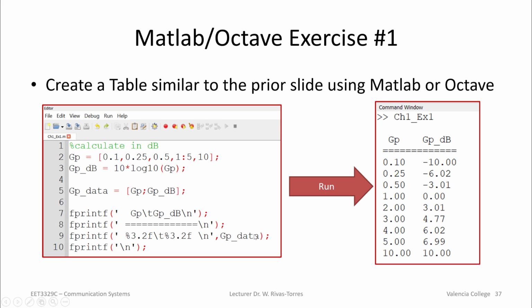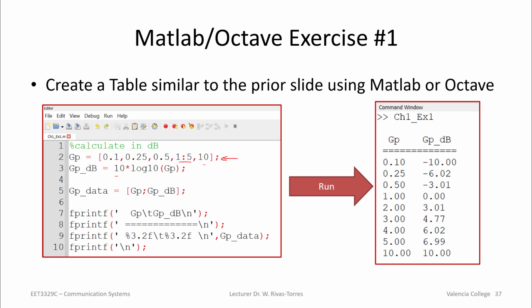All right. In this course, we will make extensive use of MATLAB and Octave. So let's say I asked you to create a similar table to the one before using MATLAB or Octave. All right, so the first thing is, let's go to line number 2, which is right here, and just create an array with the values that we want to put in our table. Let's say it's 0.1, 0.25, which is 1/4, 0.5, here is 1 through 5 in steps of 1, and then 10.